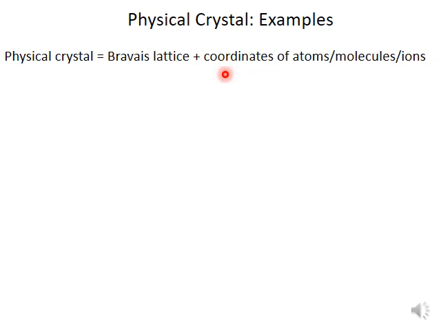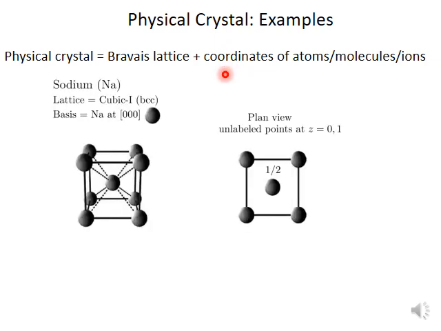So the first example we're going to look at is sodium. A sodium crystal is a body-centered cubic system. So the lattice, we know, is a BCC lattice, and the basis is a sodium atom placed at 0, 0, 0, which would mean that you have to place the sodium atom at each lattice point within a BCC crystal, exactly at the lattice points in this case. So that's what a conventional unit cell of a BCC looks like.